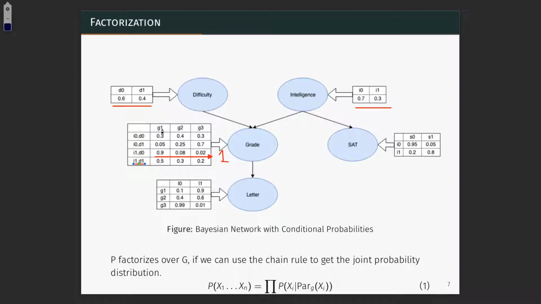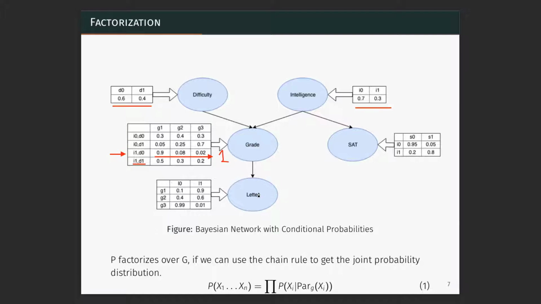For the grade, for example, if the person is intelligent and the difficulty is also high, the probability of getting a good grade is 0.5. In this case, G1 stands for the good grade, G2 somewhere in the middle, and G3 not something good. Probably the person did not pass the requirements for the class. So what will be the highest probability of getting a good grade? If the person is intelligent and the class is simple, there's a high probability, 0.9, of getting a good grade.